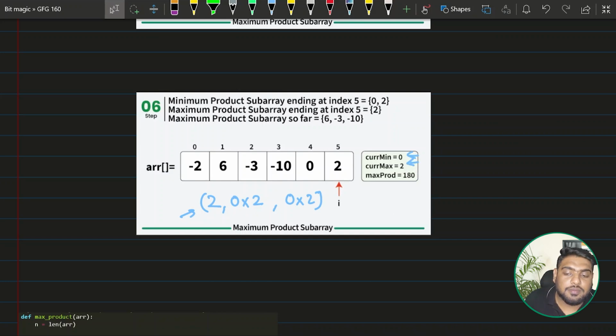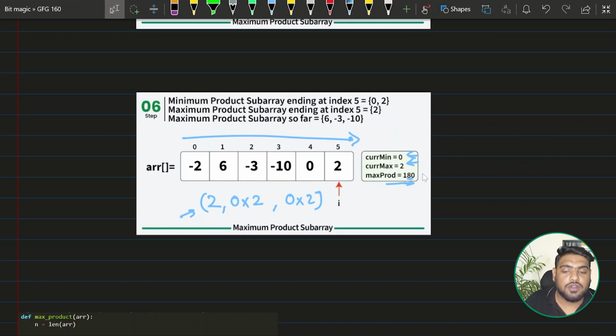Will the current maximum affect my maximum product? It would not, because we have already received a bigger value here. Once our iteration is done, with the concept of minimum and maximum, we have achieved our answer 180, which is the correct answer.